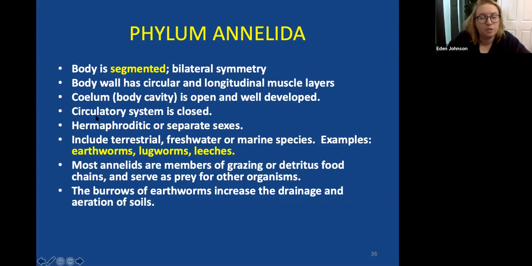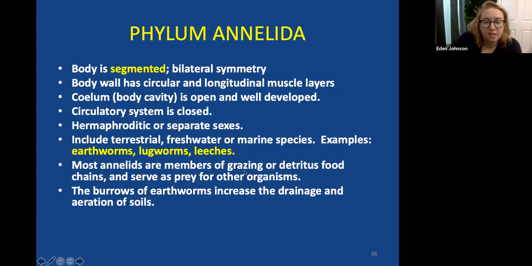Open and well-developed, circulatory system is closed. That means that the blood is remaining within your blood vessels. Hermaphroditic or separate sexes, okay? So different organisms can be either hermaphroditic, having both sexes in the same organism, or separate sexes. Terrestrial, freshwater, and marine species. Examples are going to be earthworms, lugworms, and leeches.